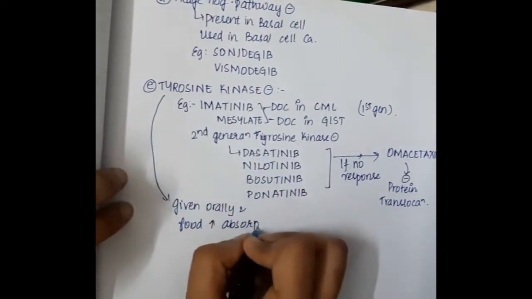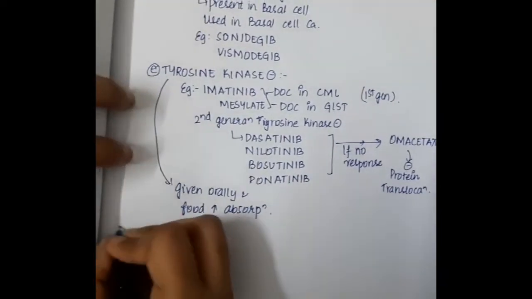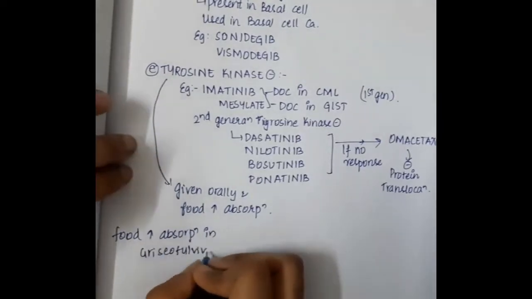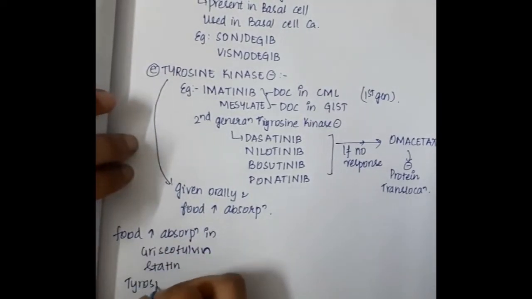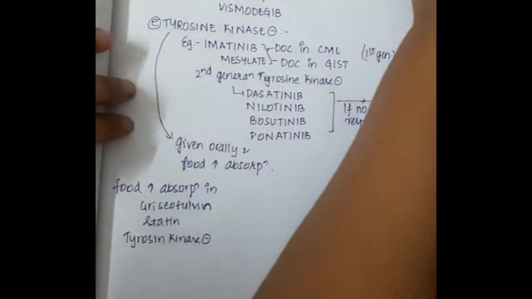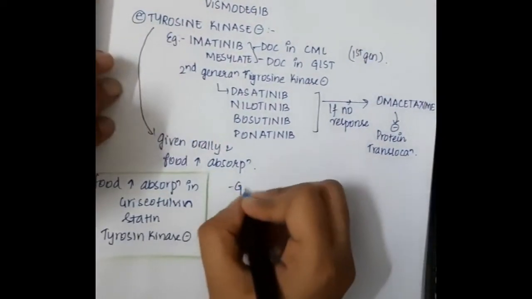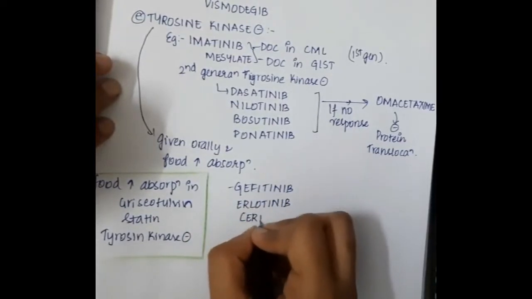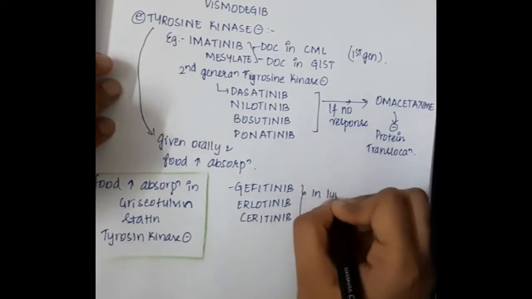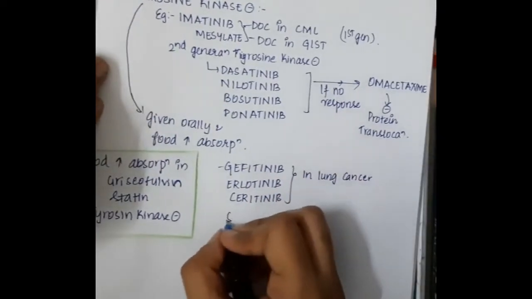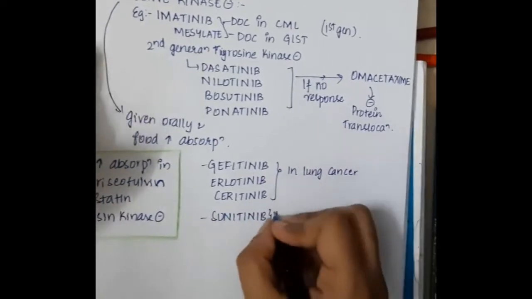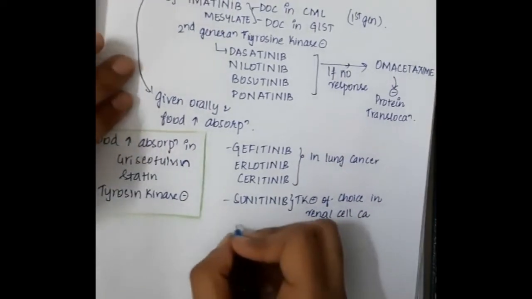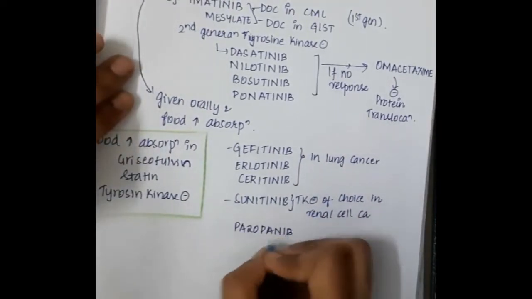These tyrosine kinase inhibitors are given orally and food increases the absorption. Food increases absorption in griseofulvin, statins and also in tyrosine kinase inhibitors. Then among the tyrosine kinase inhibitors, we have drugs like gefitinib, erlotinib and ceritinib, which are used in lung cancer. Then the drug sunitinib is a tyrosine kinase inhibitor of choice in renal cell carcinoma.